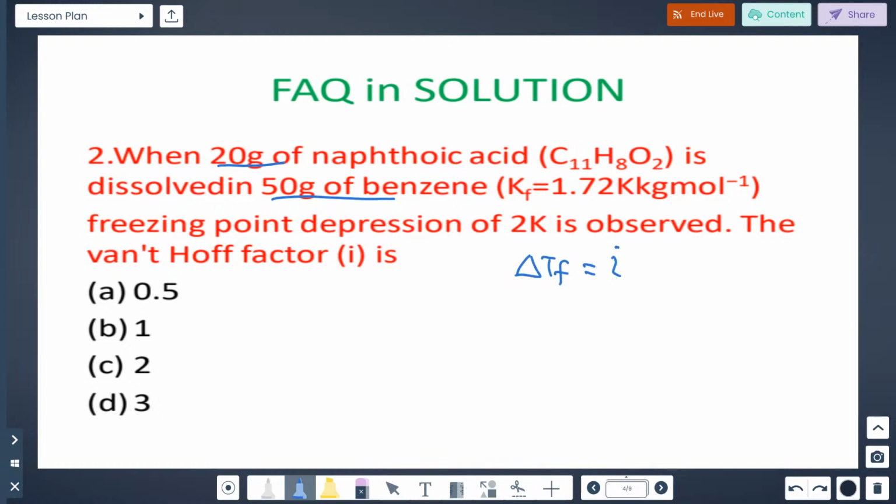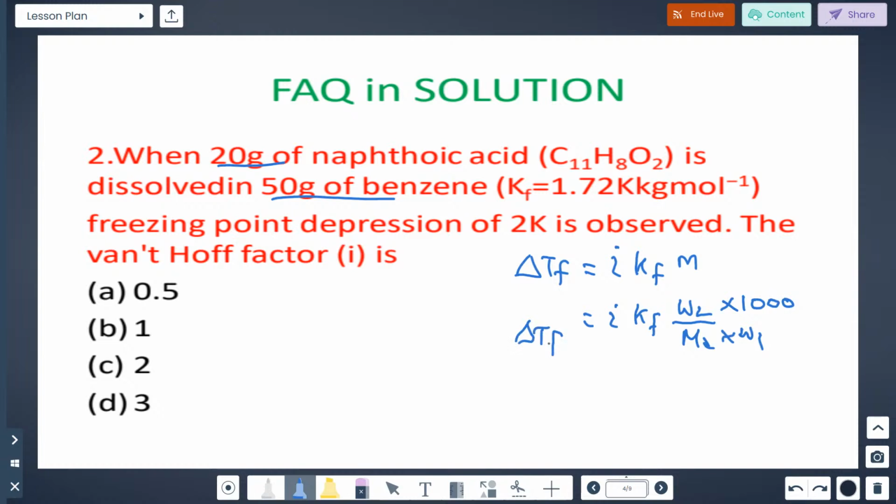That is del TF is equal to i Kf m. Here i is nothing but the Van't Hoff factor. This one they are asking. Once again I write the formula: Kf, m is nothing but molality, W2 by M2 into W1 into 1000. So this is the formula.